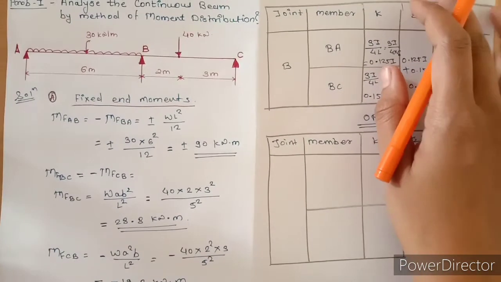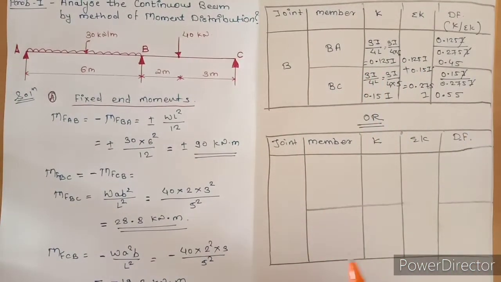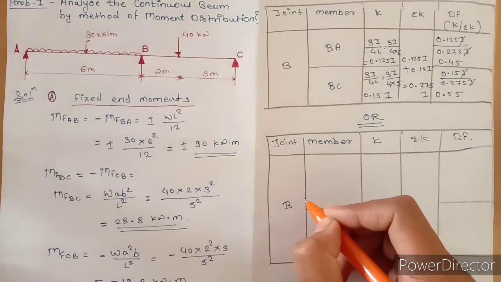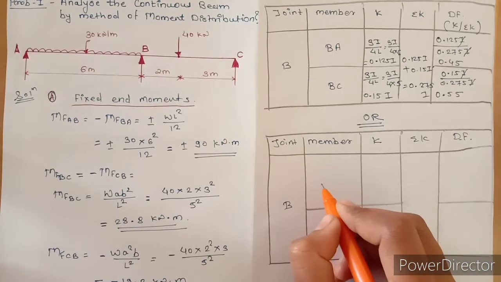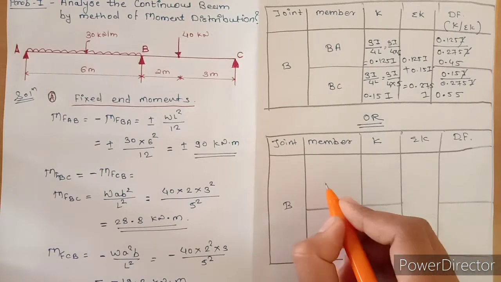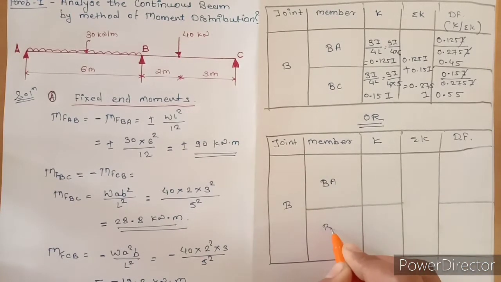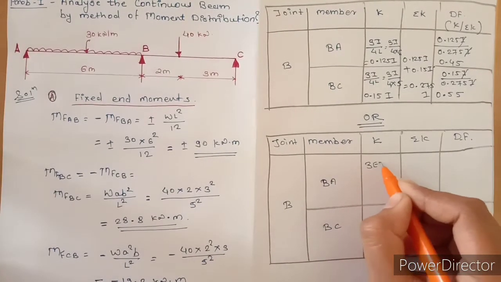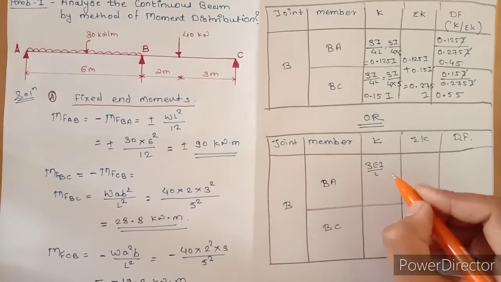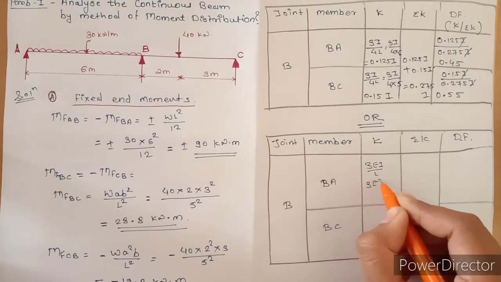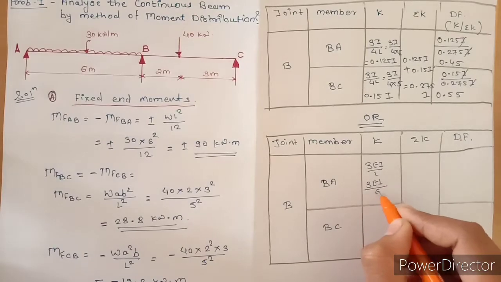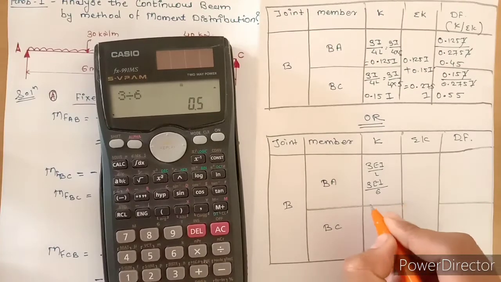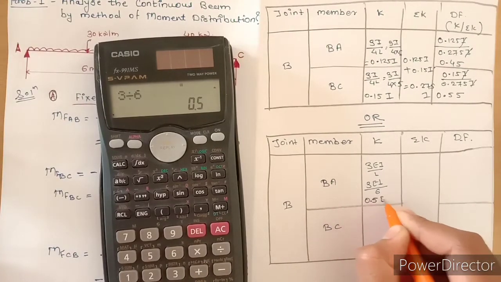So in that method only the relative stiffness formula is changed. First take the intermediate joint, that means B joint. For the intermediate joint, the first member is BA and the second is BC. The formula is 3EI divided by L. 3EI is a constant value, L is 6 meters. So 3 divided by 6 is 0.5. So the answer is 0.5 EI.